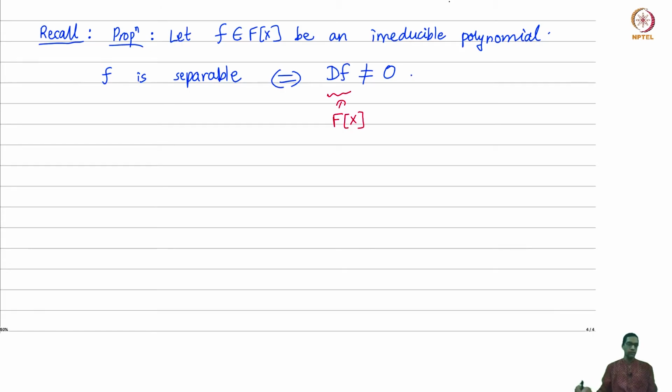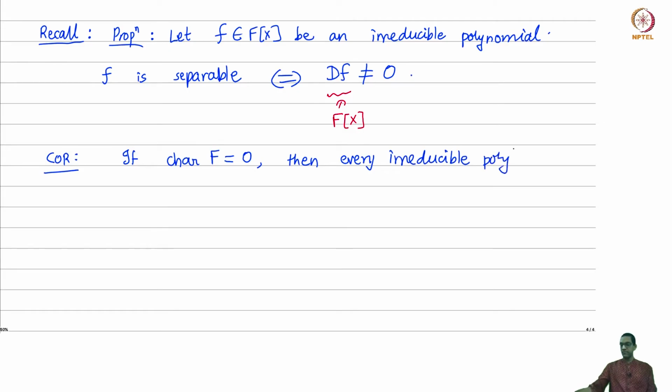Again here I'm referring back to the earlier lecture. And the corollary is that in characteristic 0, if the characteristic of the field is 0, then the derivative can't vanish. So then every irreducible polynomial f is automatically separable.